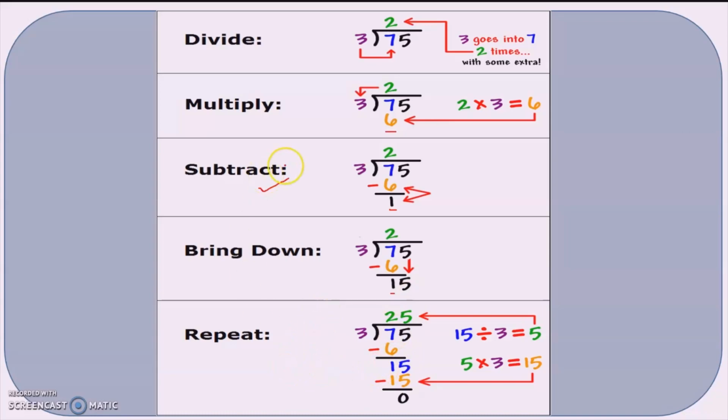Now we have to repeat this process again. As we have 15, we have to look for a number that is exactly 15 as a multiple of 3 or maybe less than 15. So we write 5 in the quotient place. Now multiply 3 by 5 and you get 15 here. Now the next step is to subtract. When you subtract 15 from 15, you get 0. So there is no remainder left.